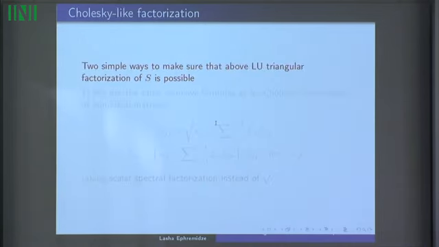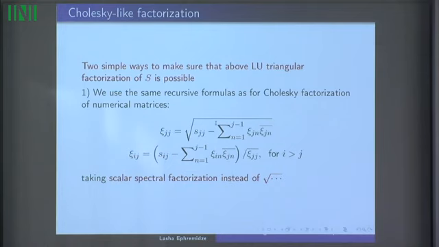We present two easy points of view on how such factorization is possible. First, we can just observe that the same formulas as for the numerical Cholesky factorization can be used in exactly the same form as they exist for Cholesky factorization of a numerical matrix. Just instead of taking the square root, we should make a scalar spectral factorization. Otherwise, these formulas are correct and can be used to produce the factorization which was shown on the previous slide.